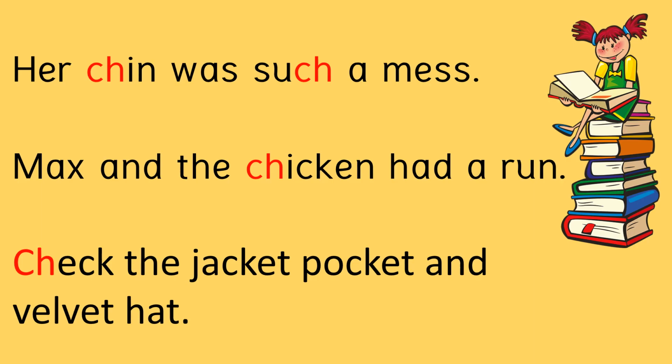And we've got our first one. We've got her chin was such a mess. The second one is Max and the chicken had a run. And our really difficult one is check the jacket pocket and velvet hat. But I bet you can read that. So a good idea now is to pause the video and have a good go at those sentences, practicing your reading skills.